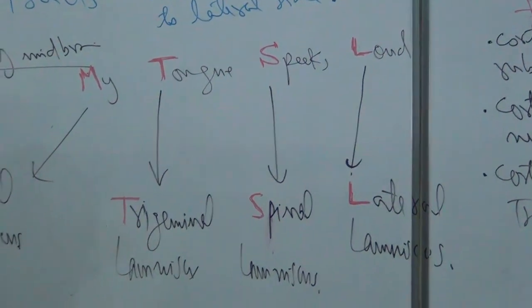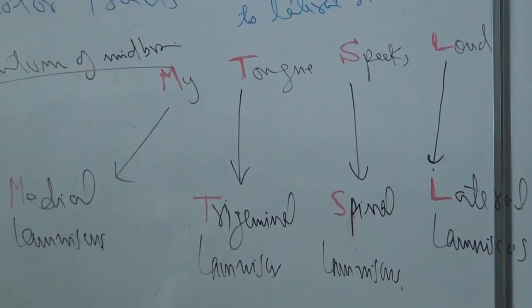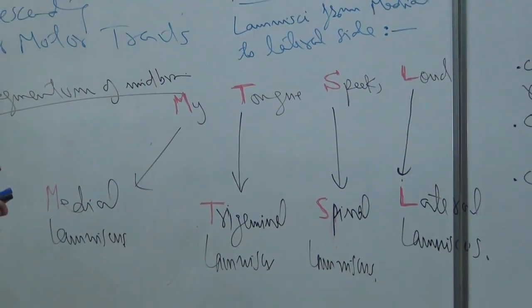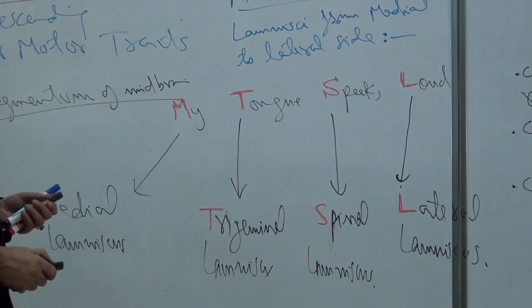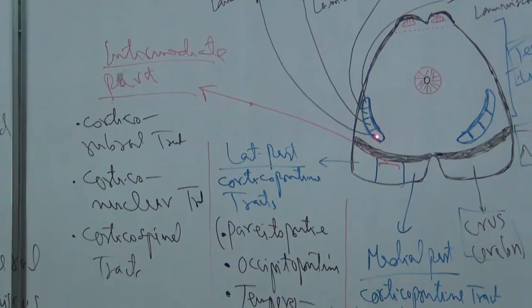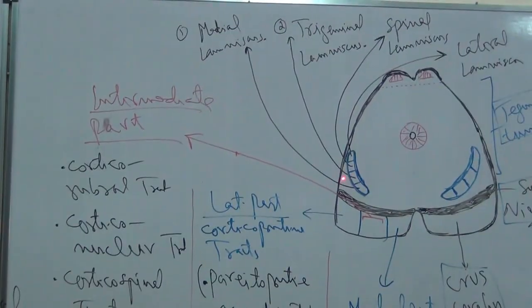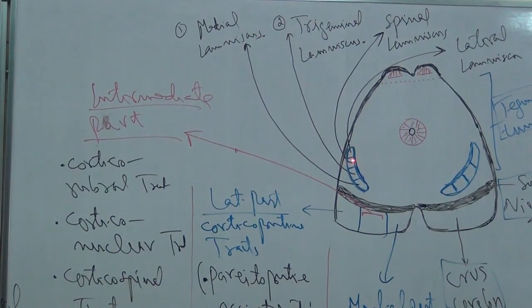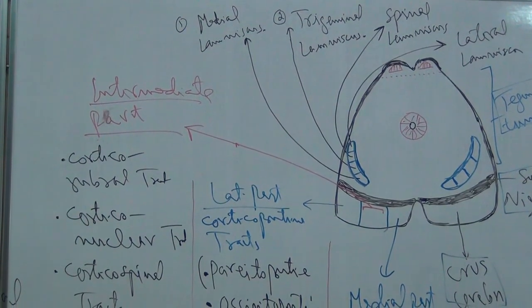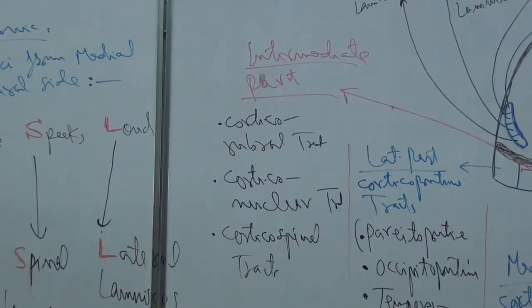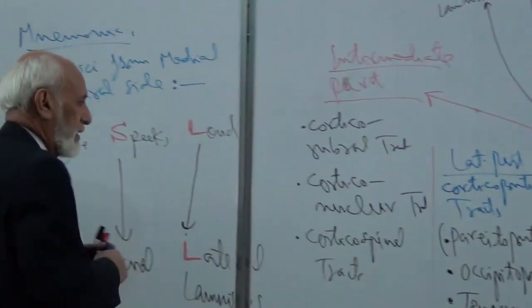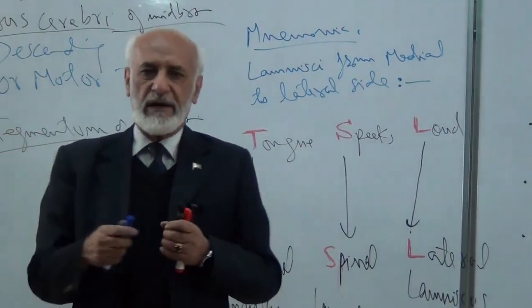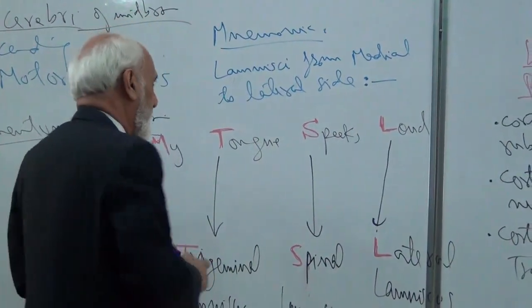So this mnemonic will help you to remember the names of these lemnisci in the tegmentum of the midbrain from medial to lateral side. Medial lemniscus, trigeminal lemniscus, spinal lemniscus, lateral lemniscus. Now this spinal lemniscus is the combination of ventral and lateral spinothalamic tract.